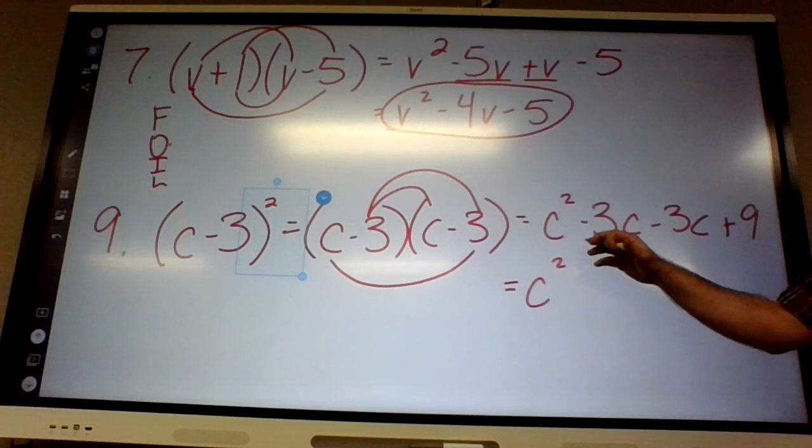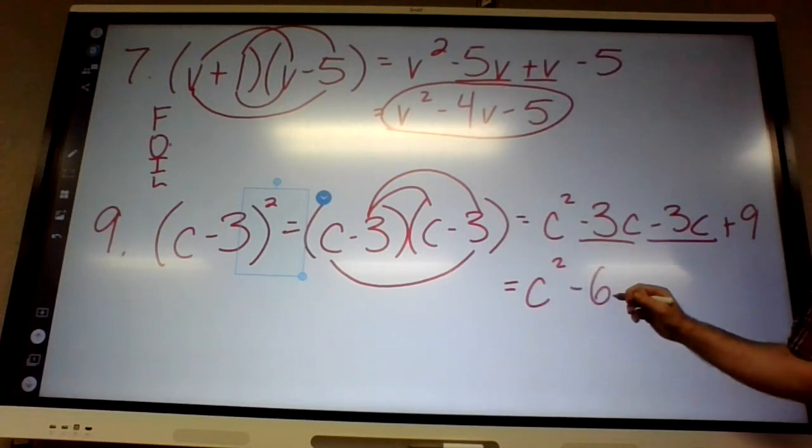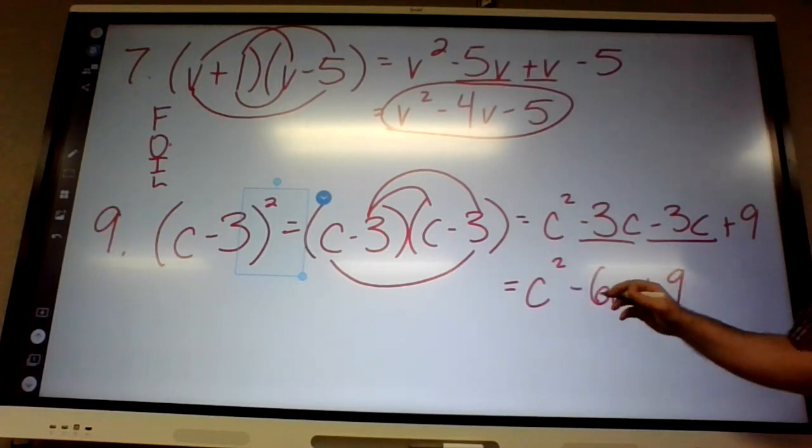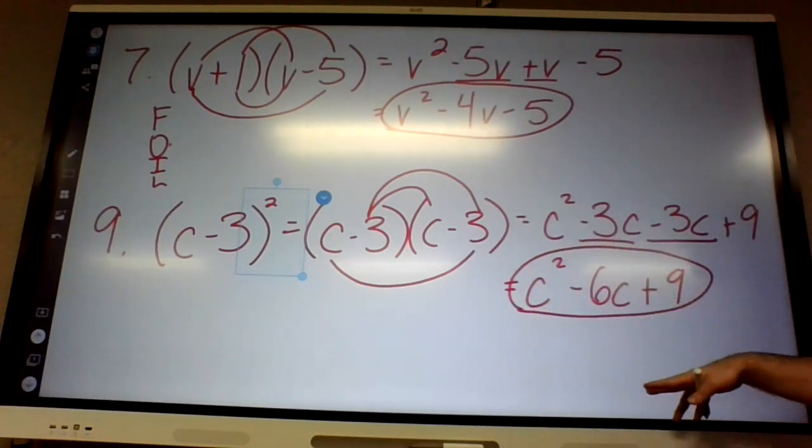Okay. Also, people might get this wrong. What's negative 3c minus 3c? Minus 6c. Some people put 0 right there.